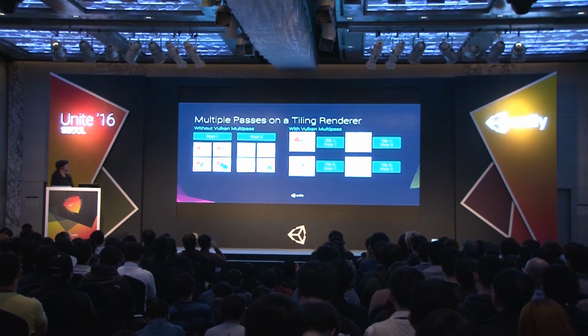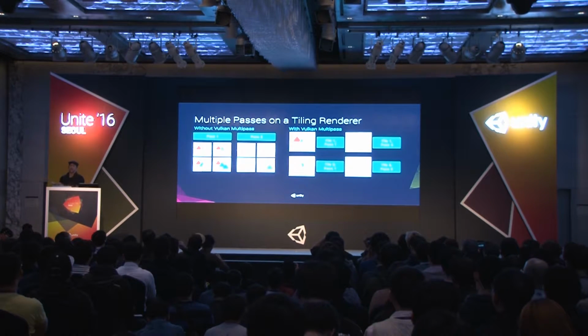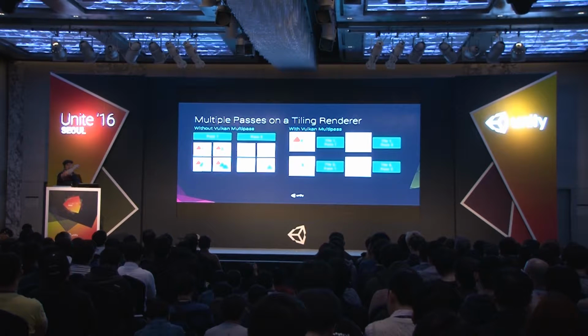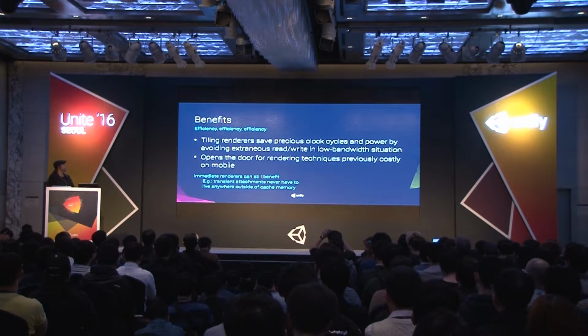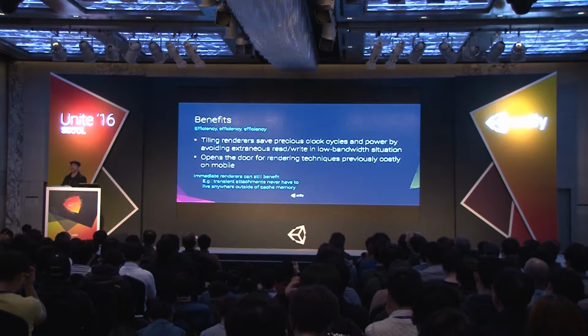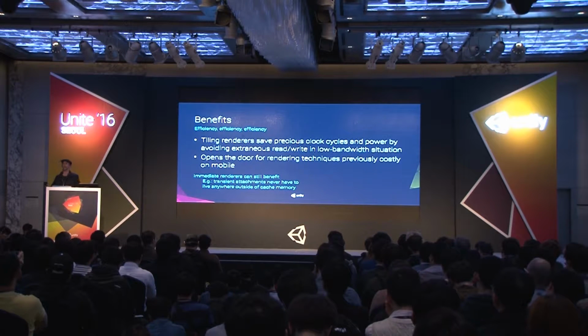And on a tiled renderer, without Vulkan multipass, what ends up happening is that it actually has to pull that rendered data off of the frame buffer and process it again. But with Vulkan multipass, you can actually do it all as part of the same process, which makes it extremely fast. The benefit is that you save clock cycles and power, and you can do a lot of the cool cinematic effects that were previously not thought possible on mobile. So we're really excited about Vulkan, and we're really looking towards all of you being able to take advantage of it in Unity.